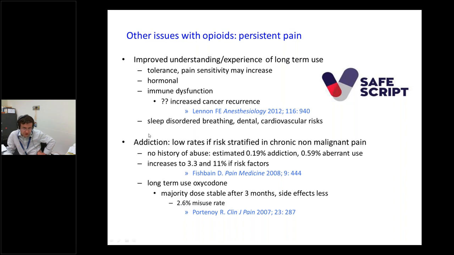The risks of addiction are actually probably overblown in the acute setting, but those risk factors that develop addiction are similar to the ones that develop chronic pain. So they're high anxiety levels, high distress, significant pathology, and being more likely to be exposed to opioids. They get an increased risk of having opioid dependence.